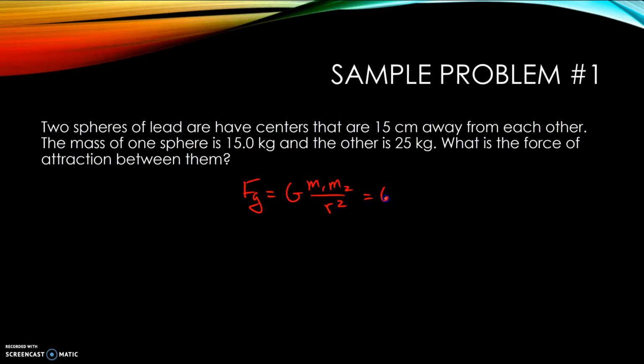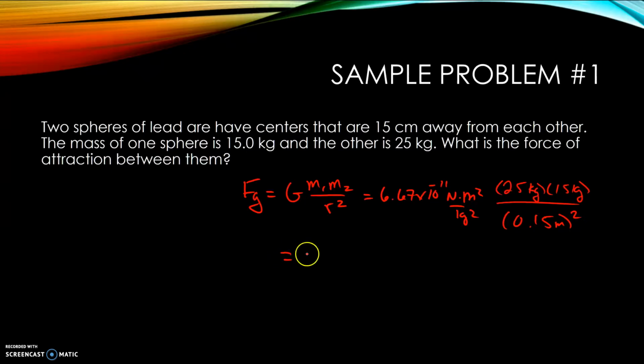Plugging in all of our numbers for big G, 6.67 times 10 to the minus 11th newton meter squared per kilogram squared, times, I'm going to use kilograms, so it'll be 25 kilograms for one sphere, 15 kilograms for the other sphere. And then the distance between them, you have to use meters, so this will be 0.15 meters, 15 centimeters. I square that, and if you plug all that in, you get 1.1 times 10 to the minus 6 newtons. Okay, simple enough, right?